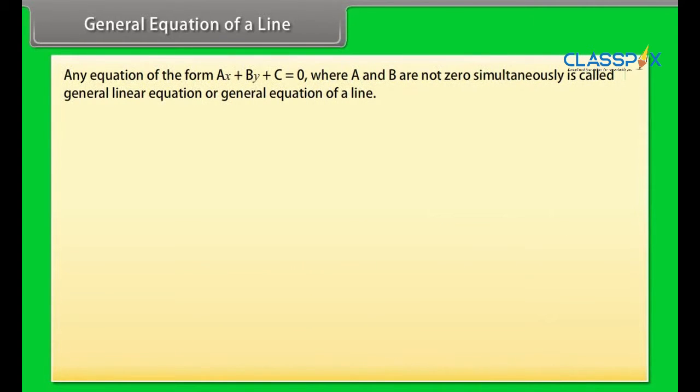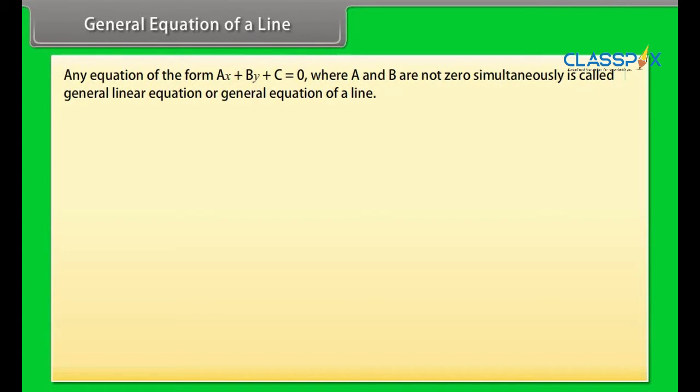General equation of a line. Any equation of the form ax + by + c = 0, where a and b are not 0 simultaneously, is called a general linear equation or general equation of a line.